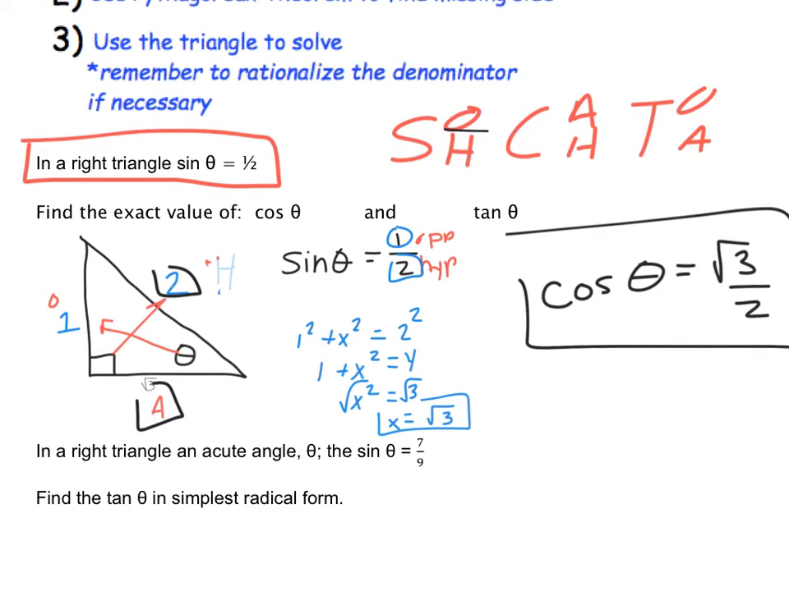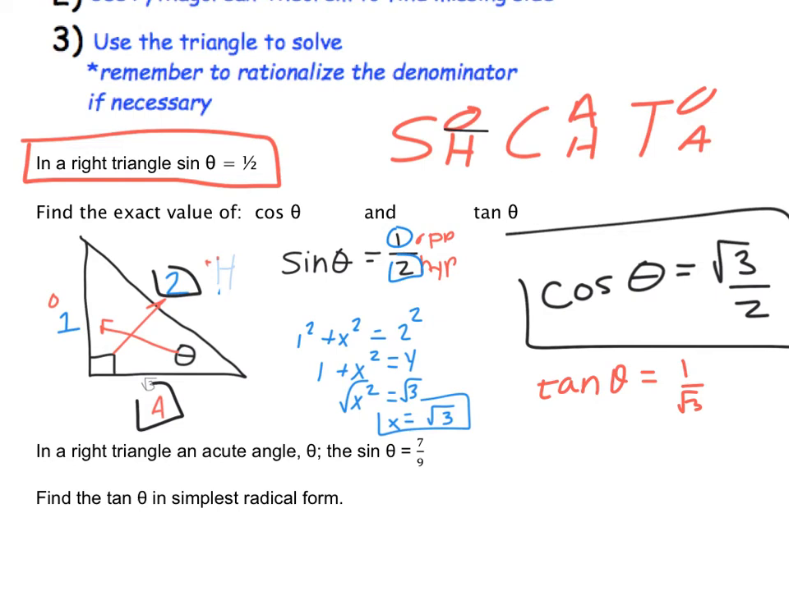So tangent, I'll do in red this time, is equal to your opposite over your adjacent. If we look at our picture, our opposite is a 1, and our adjacent is a radical 3. Remember, step 3 said use the triangle to solve. Remember to rationalize the denominator if necessary.